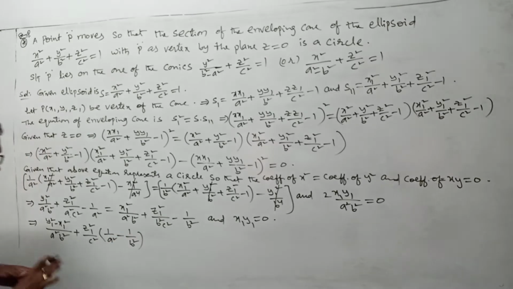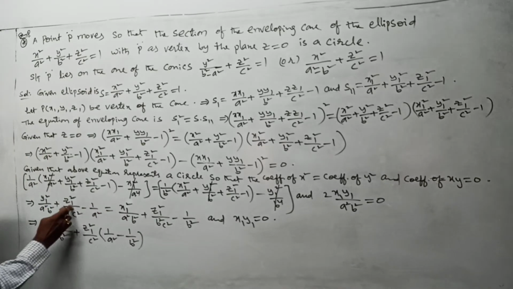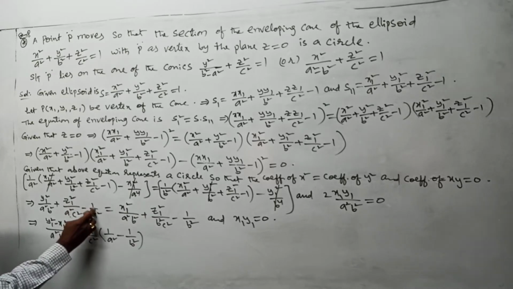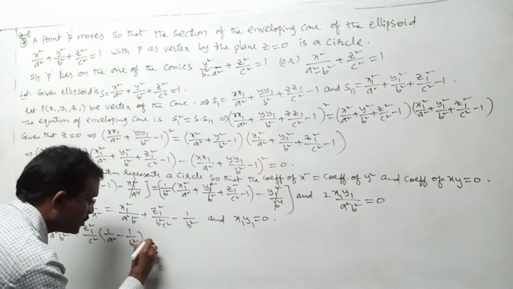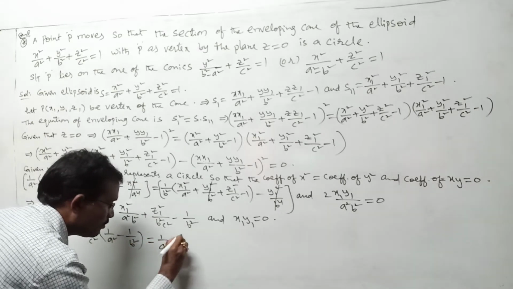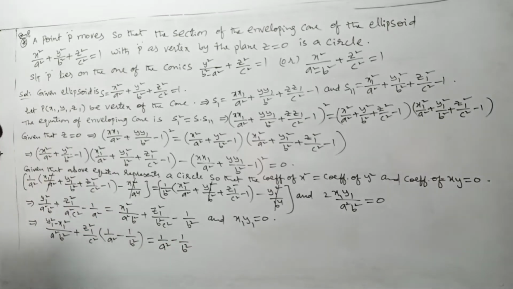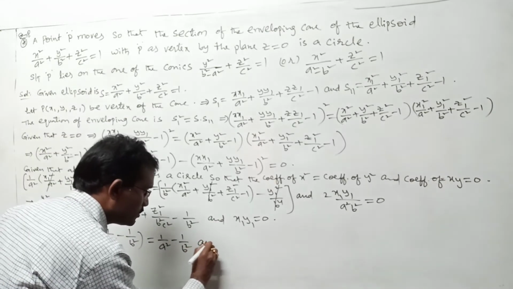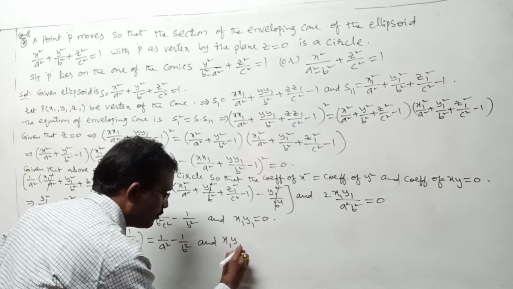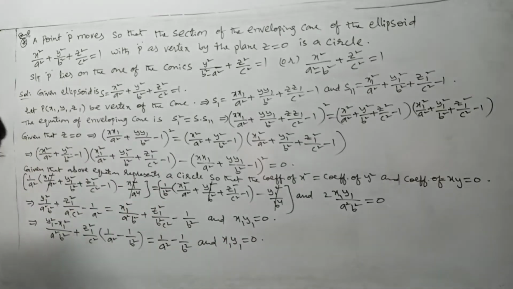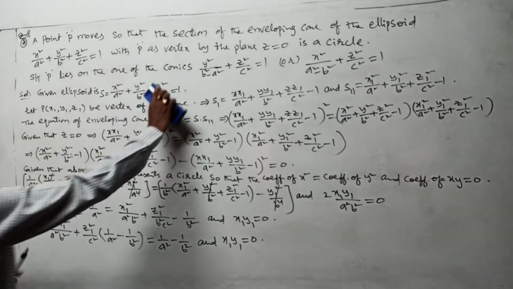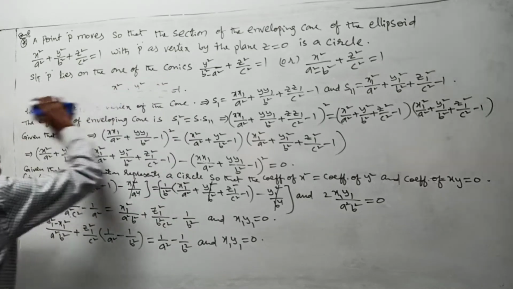I am just writing the combinations. These two are this one, and these two combination is this. Let us take this one to the other side. Then this is equal to 1 by a square minus 1 by b square, and this you can keep as it is: x1 y1 is equal to 0. Right? Still I want to remove a few lines more because these are not required.